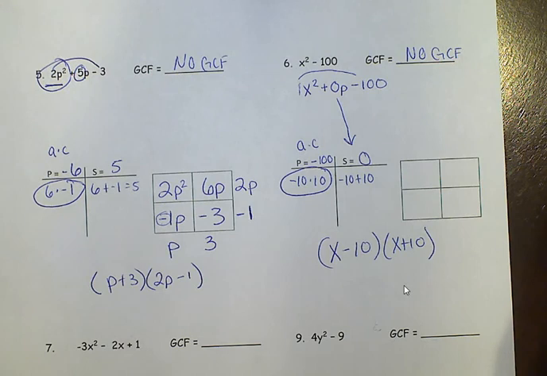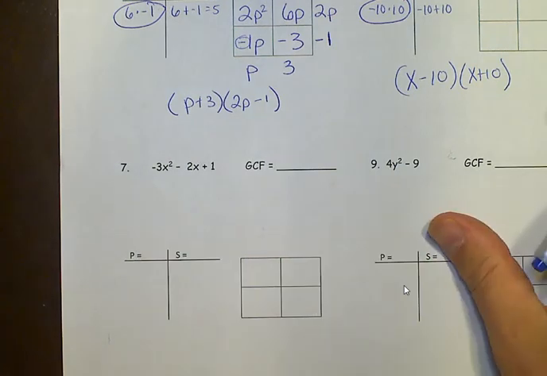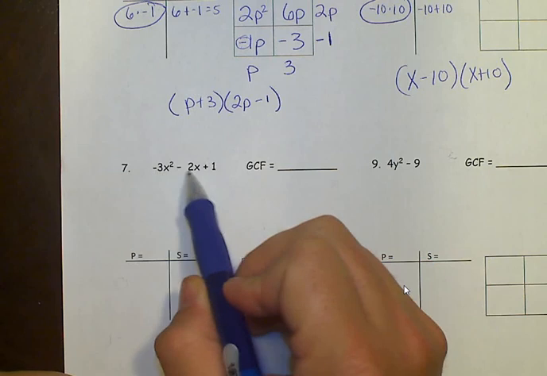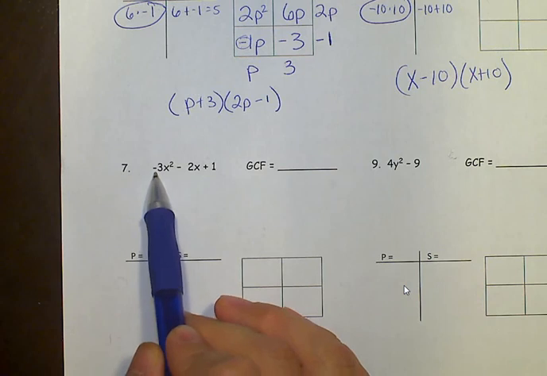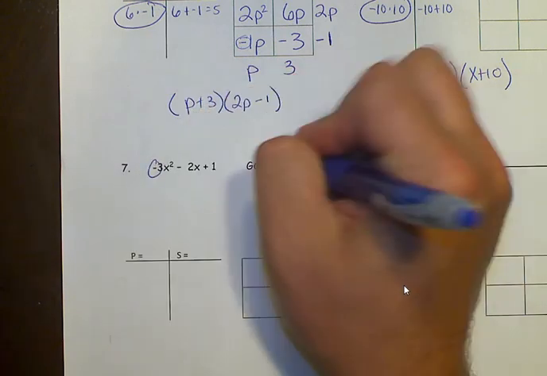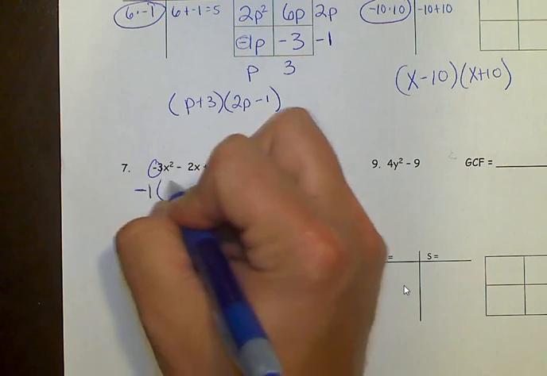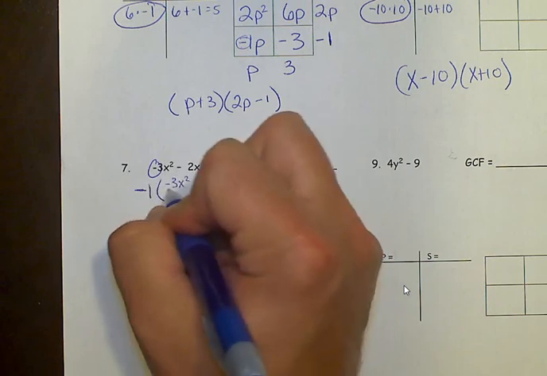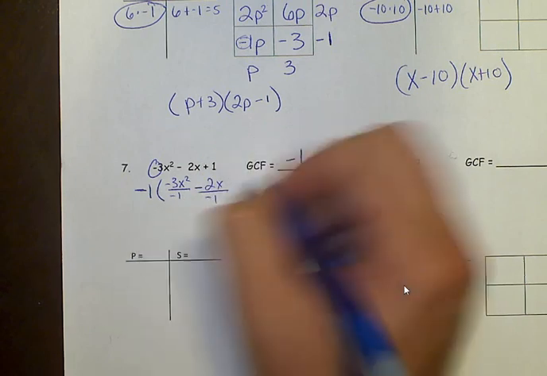So let's look at 7. I have negative 3, negative 2, and 1. Remember, my leading coefficient is negative 3. Remember I said if it's negative, I have to take out a negative 1. So I'm going to take out a negative 1. And I have negative 3x squared divided by negative 1, minus 2x divided by negative 1, plus 1 divided by negative 1.